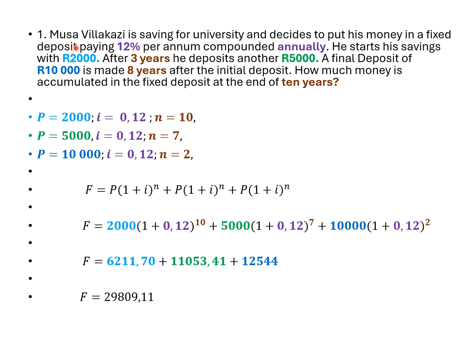Musa Vilakazi is saving for university. He decides to put his money in a fixed deposit paying 12% per annum compounded annually. He starts his saving with 2,000 Rand. After 3 years, he deposits another 5,000 Rand, and a final deposit of 10,000 Rand is made 8 years after the initial deposit. So we assume Musa started working, he has a lot more money. How much money is accumulated in the fixed deposit at the end of 10 years?